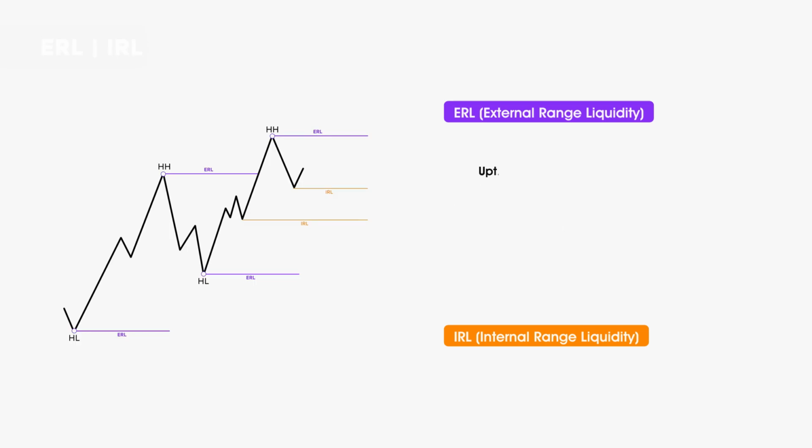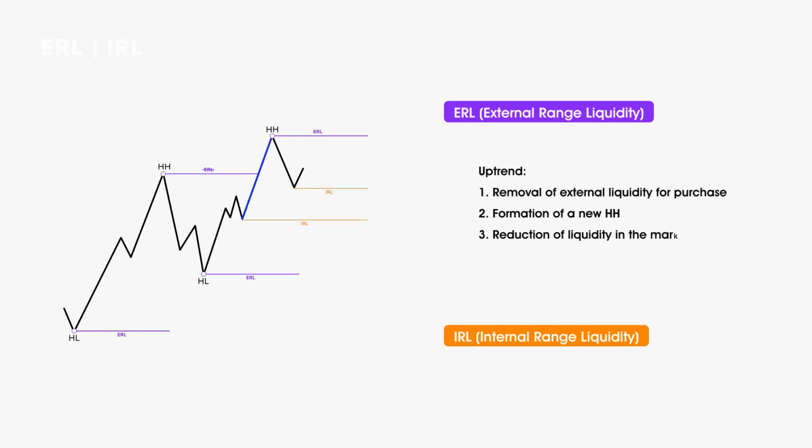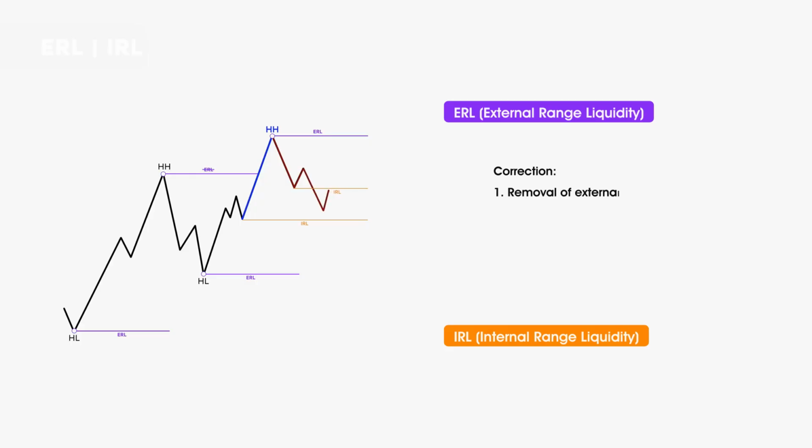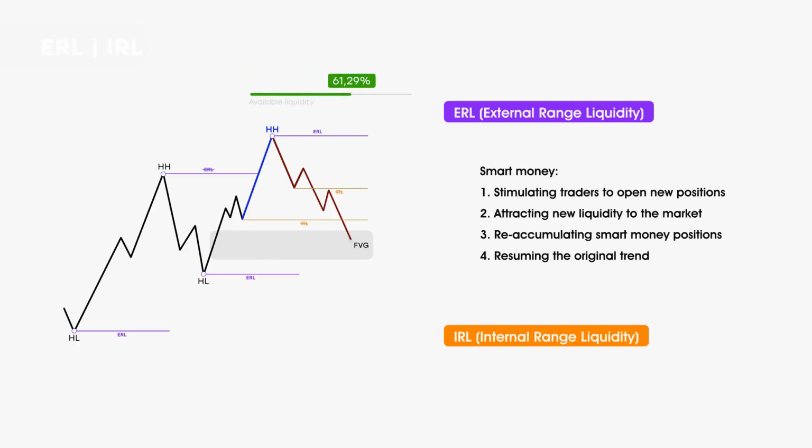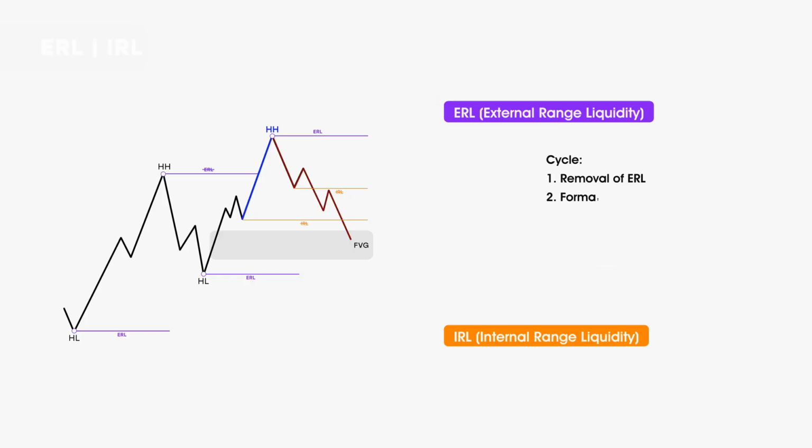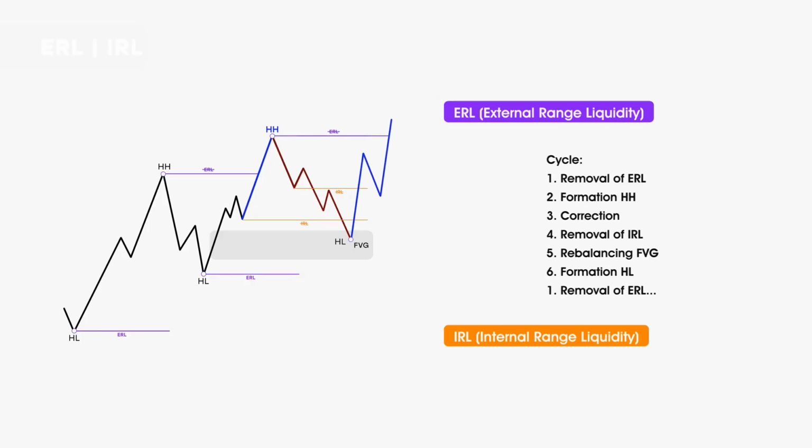The mechanics of an uptrend development are quite simple. First, external liquidity associated with purchases is swept, forming a new high. This event reduces the available funds in the market and creates a need for asset redistribution in the opposite direction. During the correction, the market accomplishes 2 main tasks. It sweeps internal sell liquidity pools and eliminates previous price inefficiencies. These actions encourage traders to open new positions, filling the market with the liquidity necessary for major participants to continue the initial movement. The cycle ends with a price move toward a new external liquidity zone, after which the process repeats. This is a continuous dynamic based on changes in market liquidity volume.